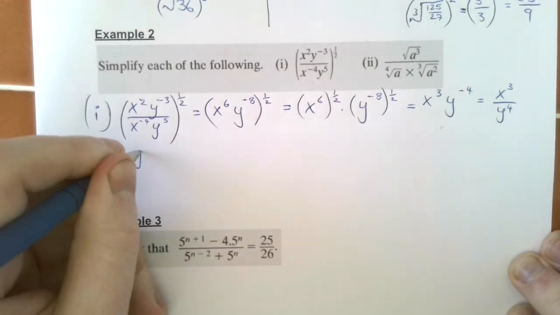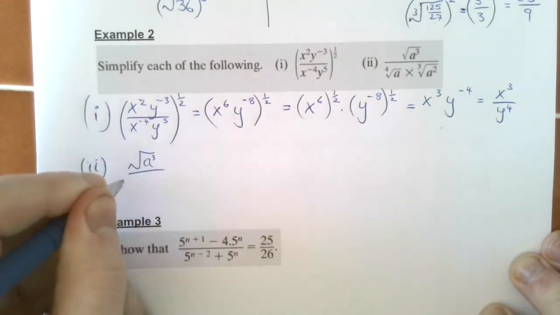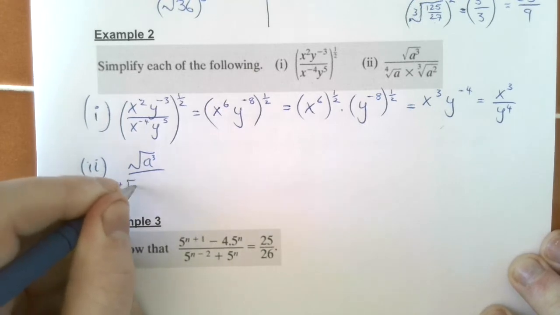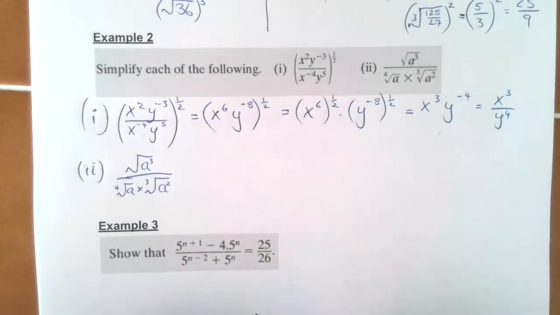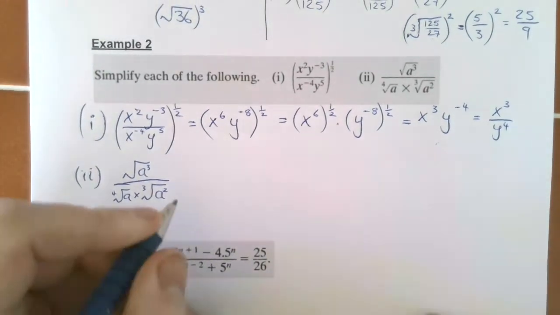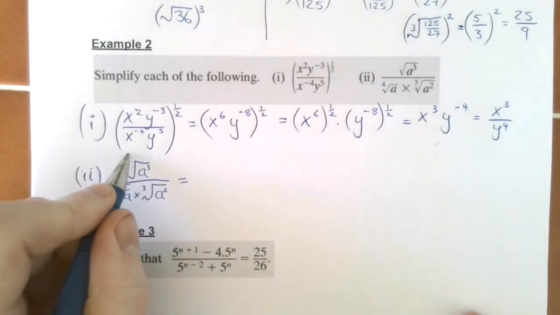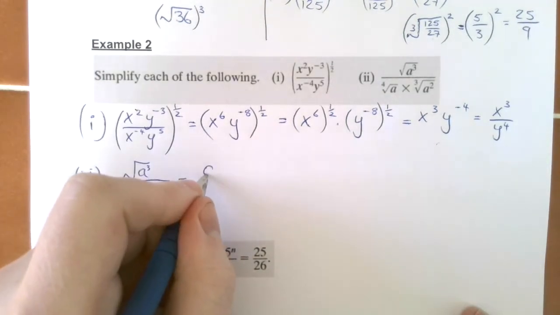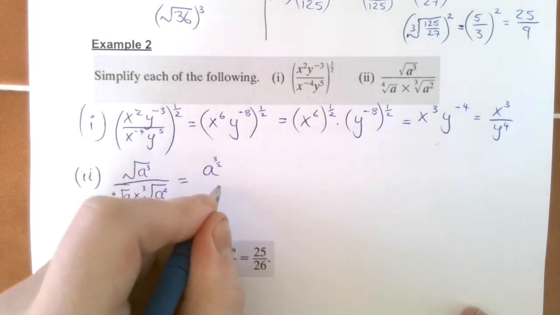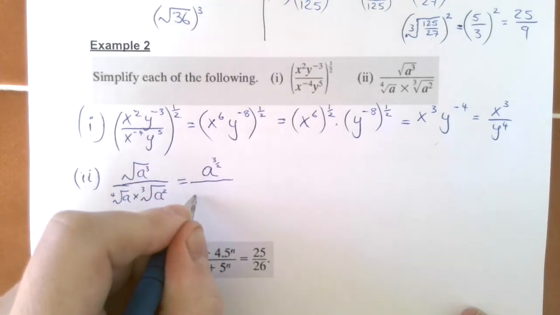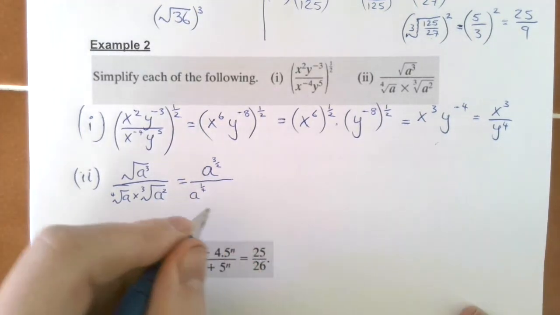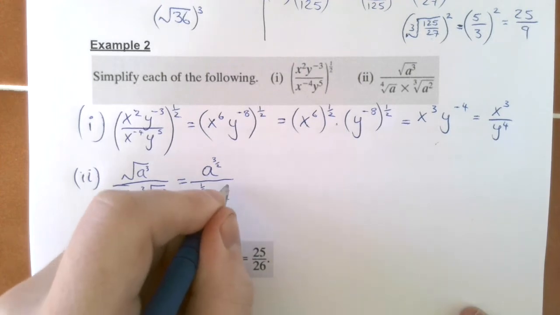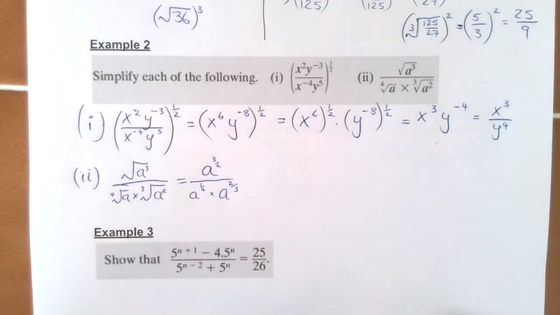Second part of the question is the square root of a cubed over the fourth root of a, times the cube root of a squared. Now to simplify all of this one, it's best if we change them all into powers. So this one here, we can write as a to the power of 3 over 2. This one here, we can write as a to the power of a quarter. This one here, we can write as a to the power of 2 over 3.